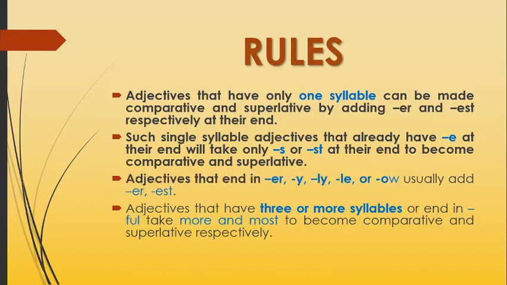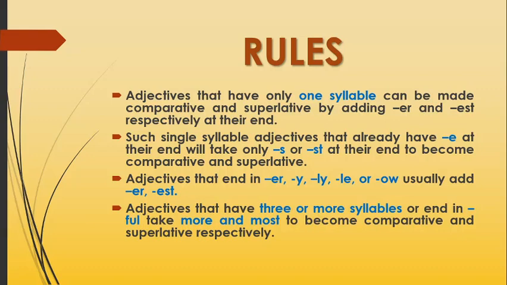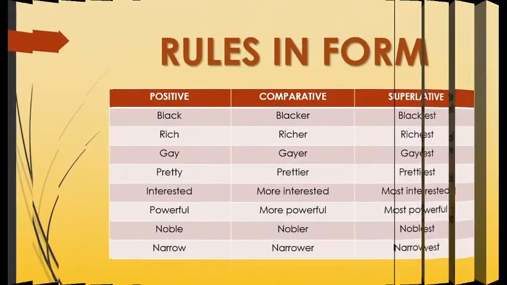Finally, there are adjectives which end in say er or y or ly, le or ow, and they usually add er and est. These adjectives are usually of two syllables, double syllabled. However, the adjectives that have three or more syllables or end in say full like beautiful, they take more and most to become comparative and superlative respectively. And as I told you, they can also take less or lesser and least to become comparative and superlative from a negative aspect. Now let's take a look at the examples.